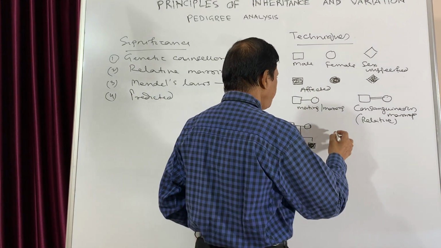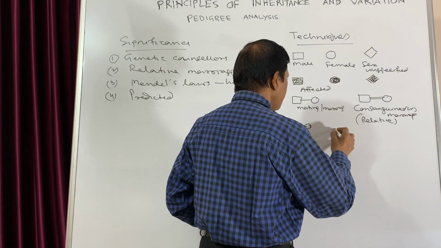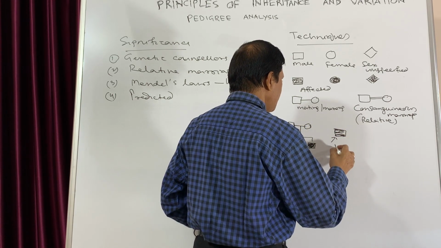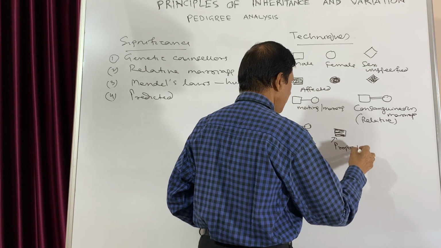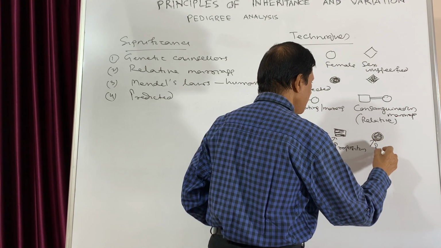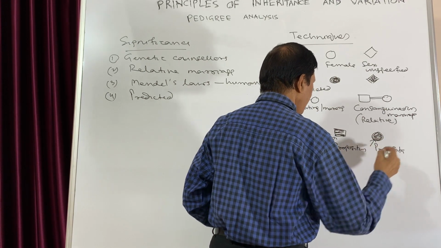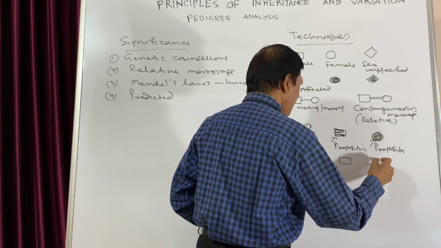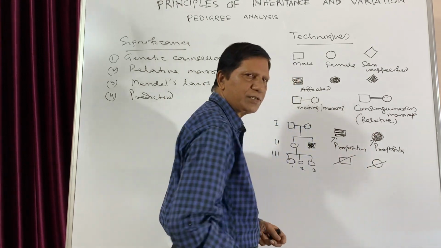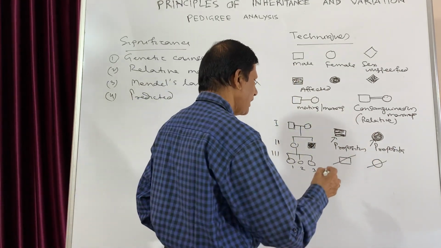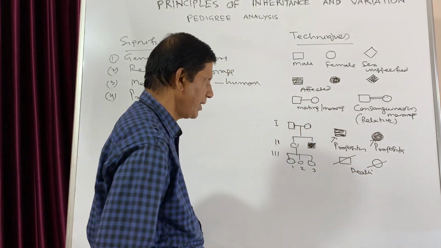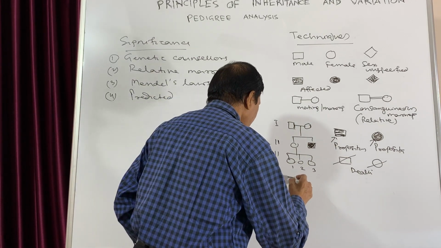Now the next thing is, if it is blackened with one arrow mark, this is Propositus. And in case of female, the same thing, Proposita. If there is a square or circle with one diagonal line in both cases, that means they are deceased. This means they have died.